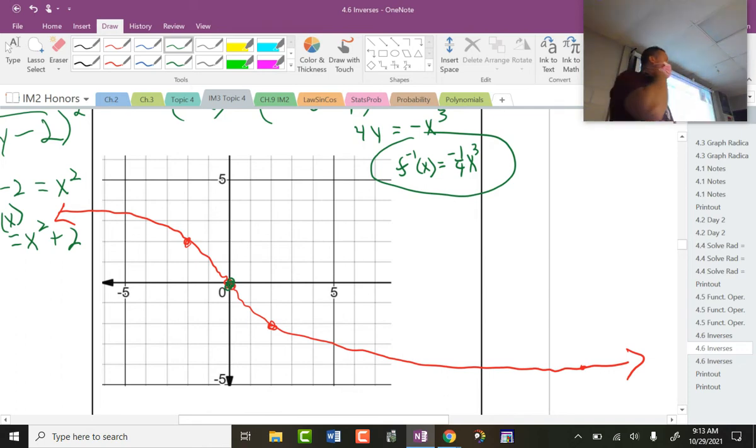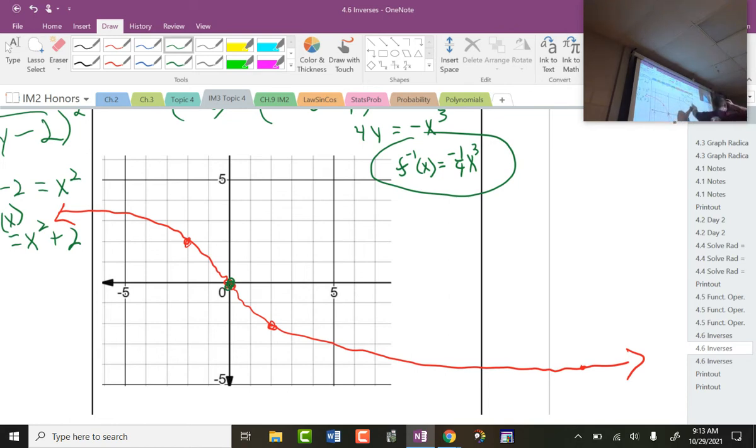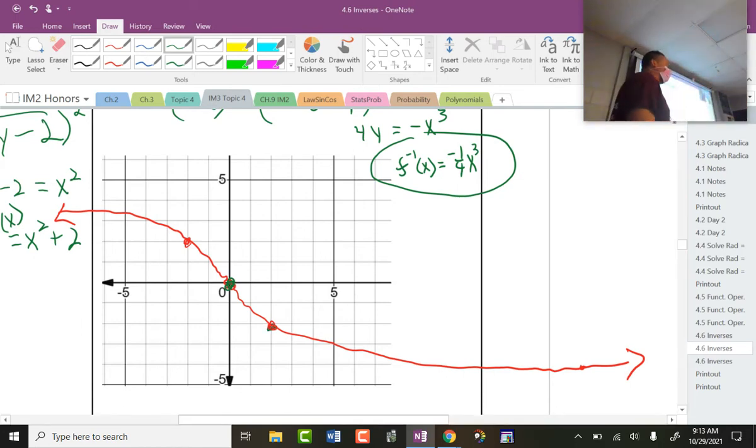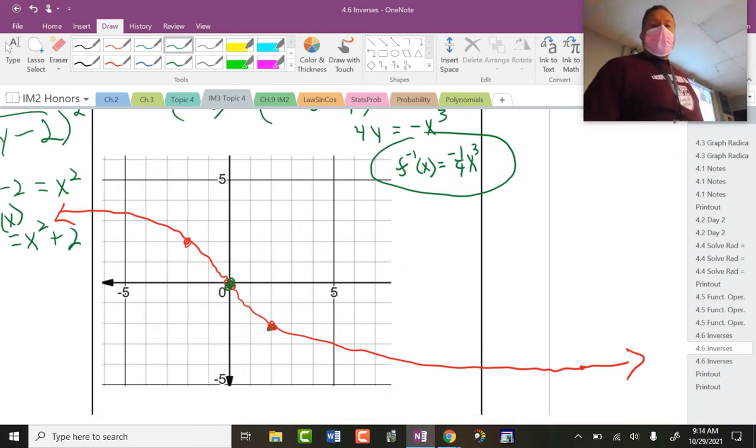You know what I am going to plug in? I'm going to plug in 2. Because I look at this point here. This is interesting. 2 cubed is 8. 1/4 of 8 is 2. Negative. So I plugged in 2. I got negative 2. What? That's right on top of the red graph. This is crazy. And then it disappeared because it went behind it.